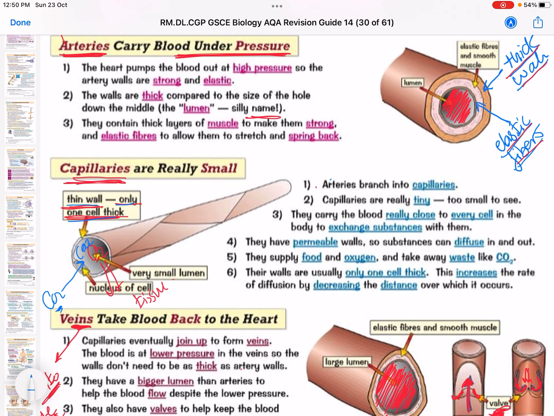Okay. Also, we will see that the wall is permeable so that substances can diffuse in and out. And we already mentioned the path of diffusion, that is one cell thick. This increases the rate of diffusion by decreasing the distance over which diffusion has to occur. All right, so that was about the structure of the arteries, capillaries, and the veins, and how it is adapted for its function.